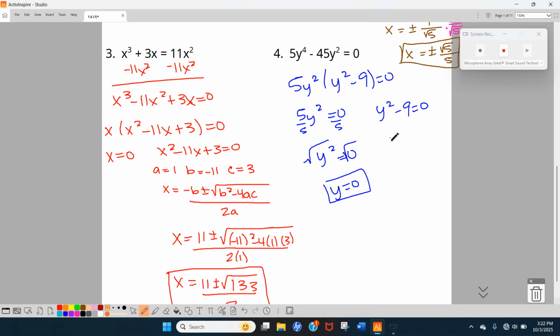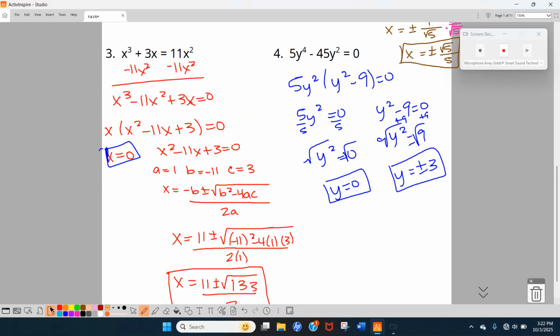Y squared, add the 9, y squared equals 9. Take the square root of both sides, and you get plus or minus 3. So that gives us 4 distinct answers. Up here, make sure we don't forget to box the 0.